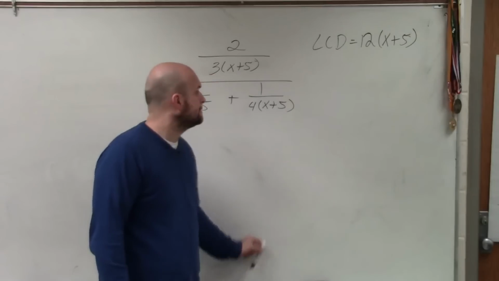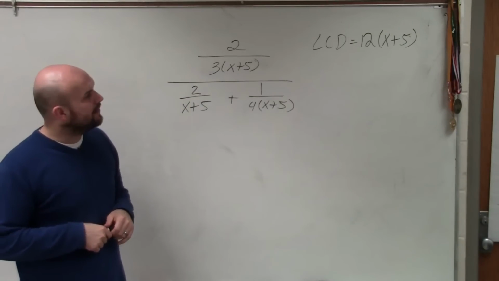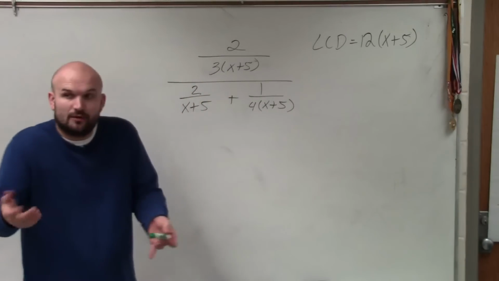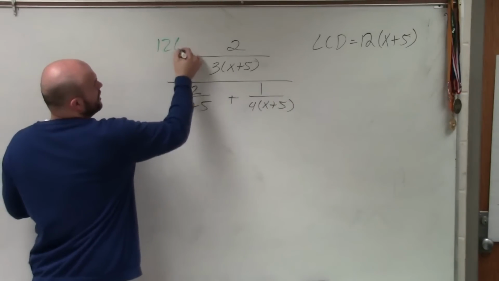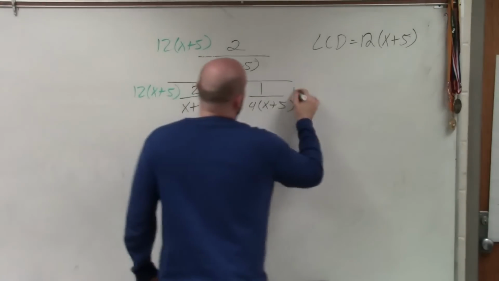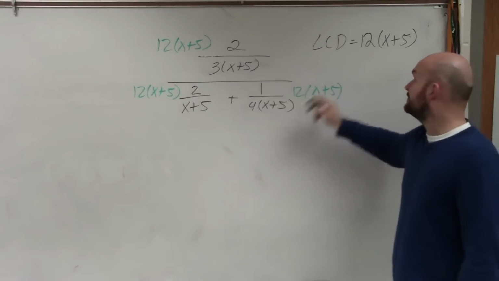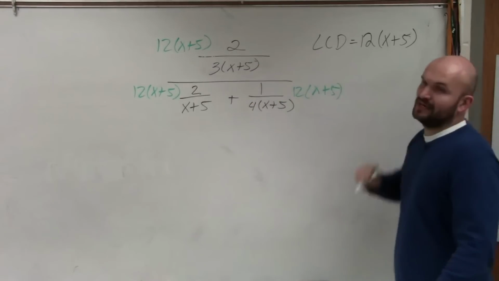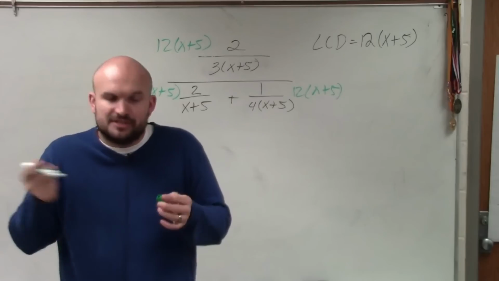I'm not done yet. Now, as I mentioned, I'm going to multiply every single term like I did for the equations. It's the exact same thing as the equations. You're going to multiply everything by your LCD, 12 times x plus 5. Why? Because x plus 5 divides into all of these, and 4 and 3 and 1 all divide into 12. And that's what you want. You want your denominators to all be able to divide into your LCD.